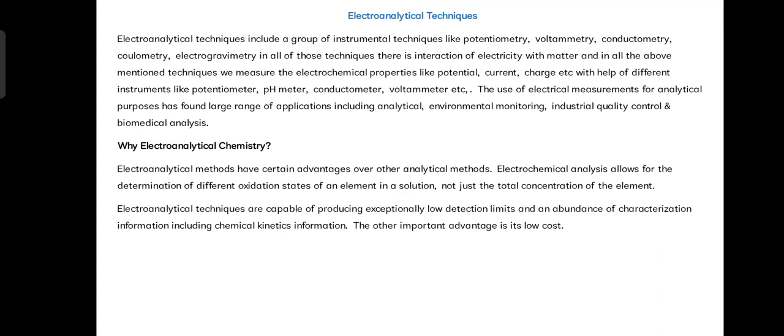Electroanalytical techniques are capable of producing exponentially low detection limits and an abundance of detailed information, including chemical kinetics information. It means electroanalytical techniques are helpful for producing low detection limits and abundant characterization of information, including chemical kinetics. The other important advantage is its low cost.